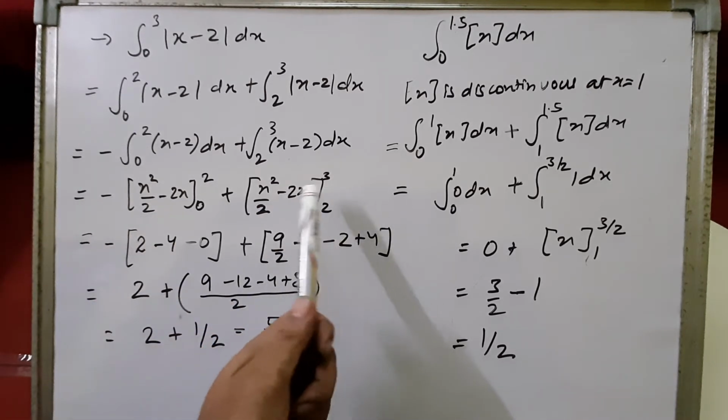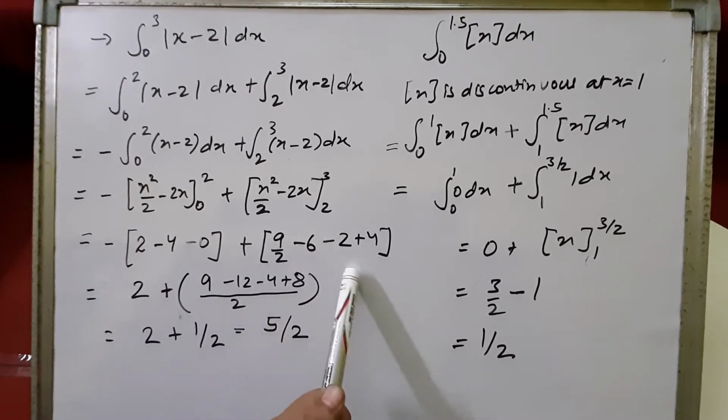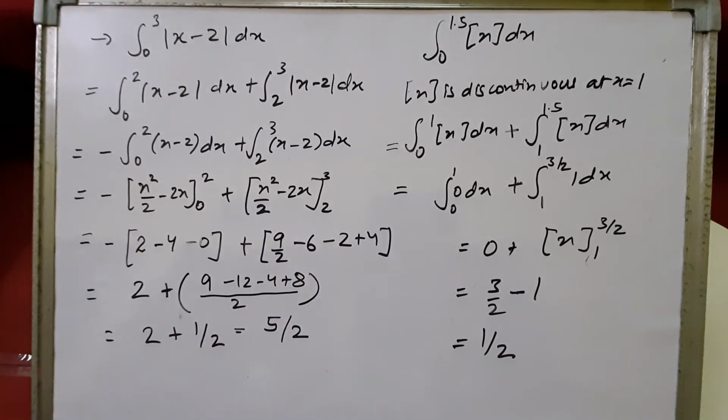So here when we put 3 in place of x, we'll get 9 by 2 minus 6. When we put 2, we'll get minus 2 plus 4, because when we do upper limit minus lower limit, the sign will change. On taking LCM in this term, we'll get 1 by 2. Here we'll get minus 2, and minus of minus 2 will be 2.